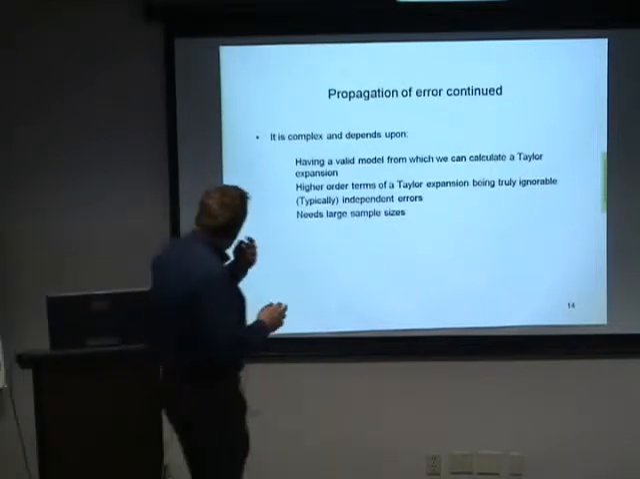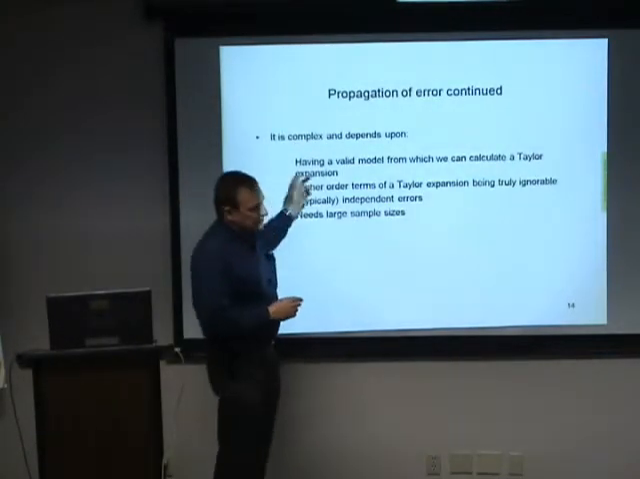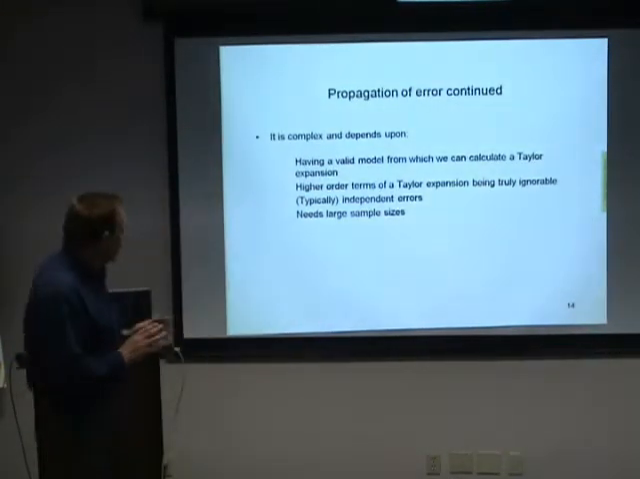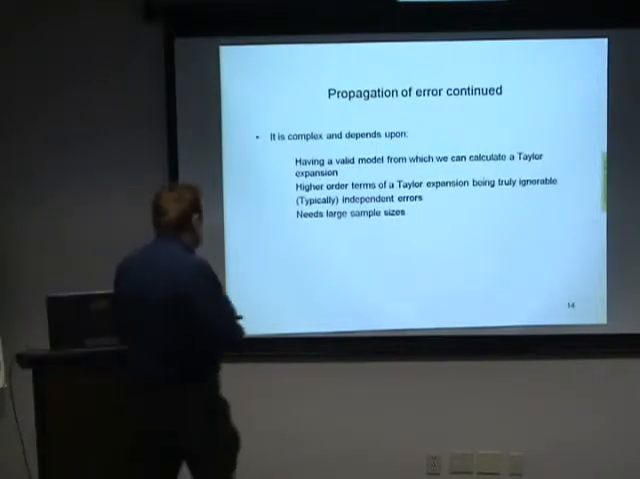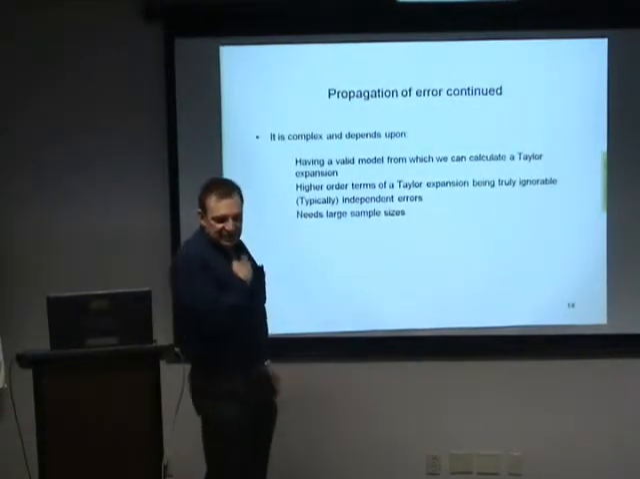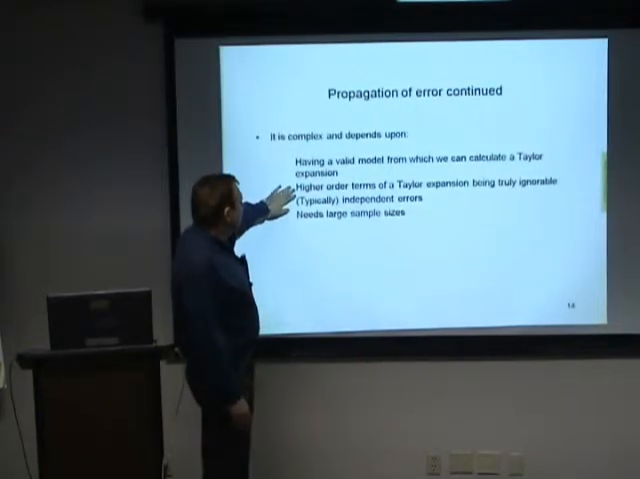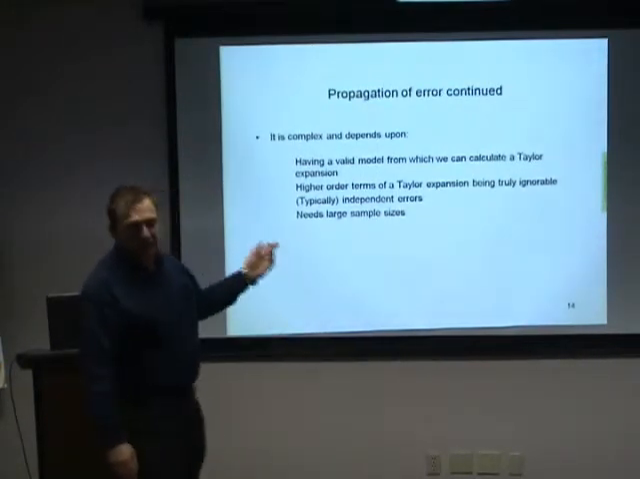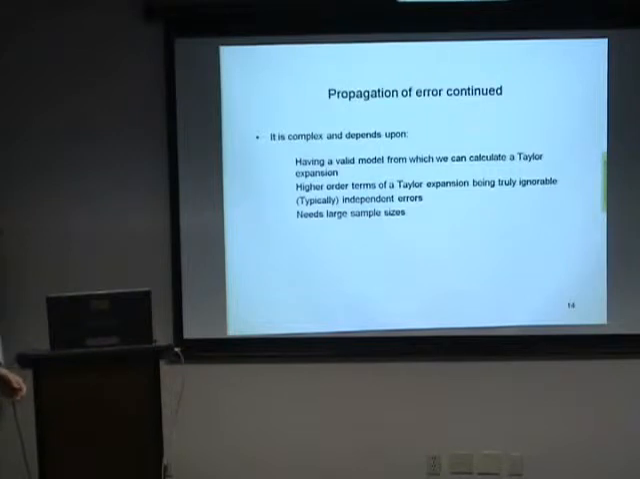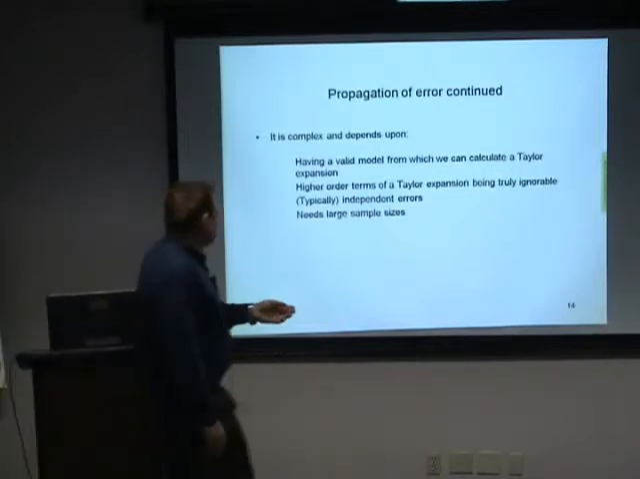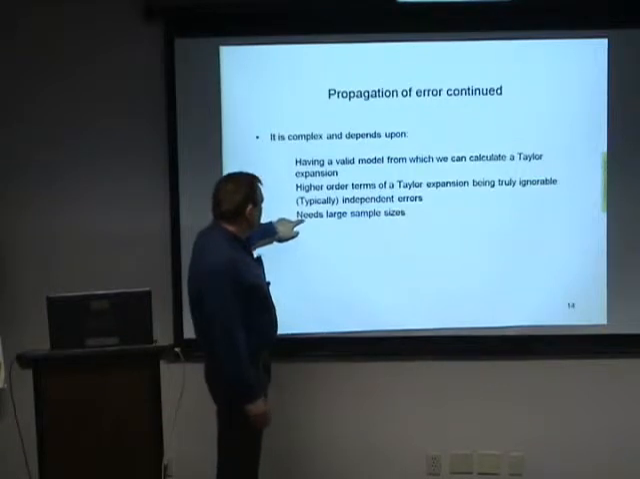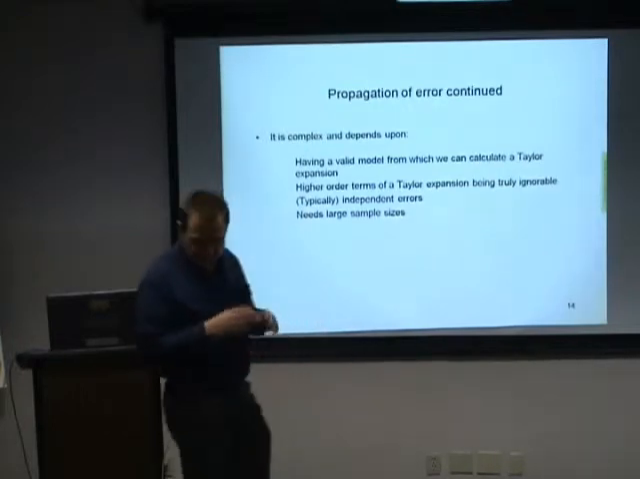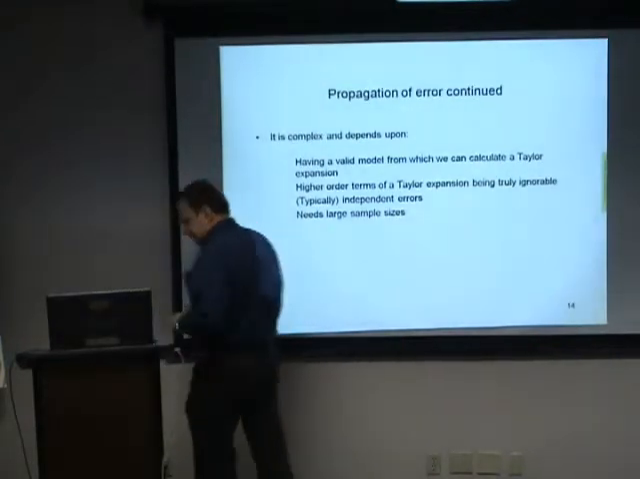If you are wrong on this calculation on the Taylor series, you really got it wrong. I mean, you're taking derivatives of the wrong stuff, so you're locked into something that isn't good. So you put your hand on your heart and say, I believe this model. All right. And also, the higher order terms in the Taylor series have to be truly ignorable. I didn't give you the second derivatives on the previous slide, and you don't want to see them. It needs independent errors, and it typically needs large sample sizes because you need those second order terms to be small, and that typically happens when things average out. Okay.